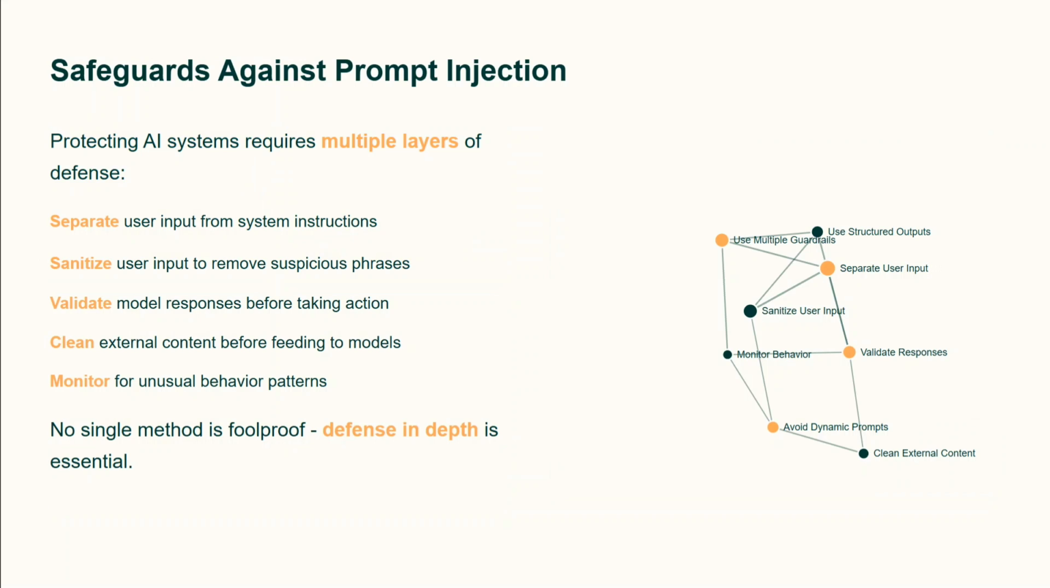Safeguards. Again, prompt injection, how to prevent it? Separate user input from system instructions. This is very important. You need to sanitize the user input first before merging it with the system instruction. Sanitize user input. Validate model responses before taking action. Clean the external content before feeding it to the model, and monitor for unusual behavior patterns.